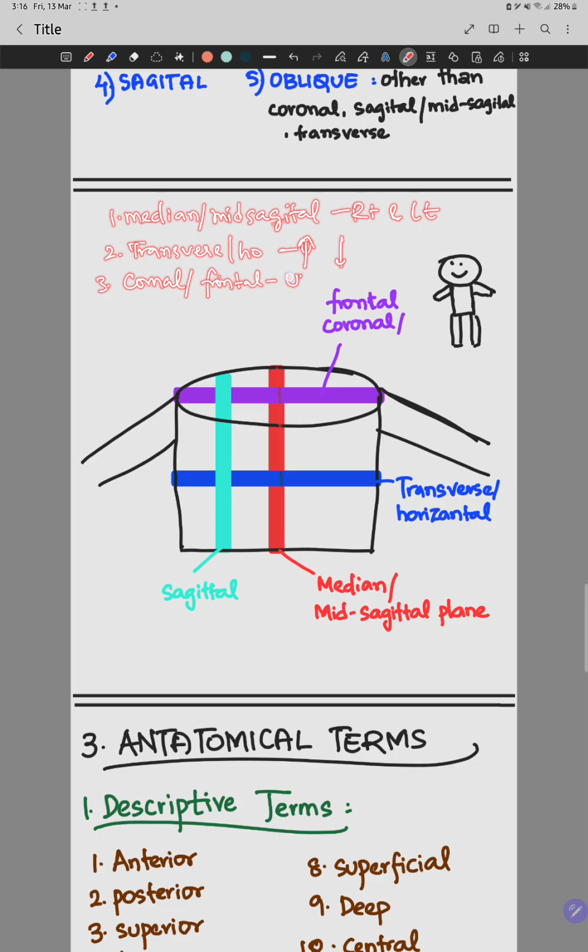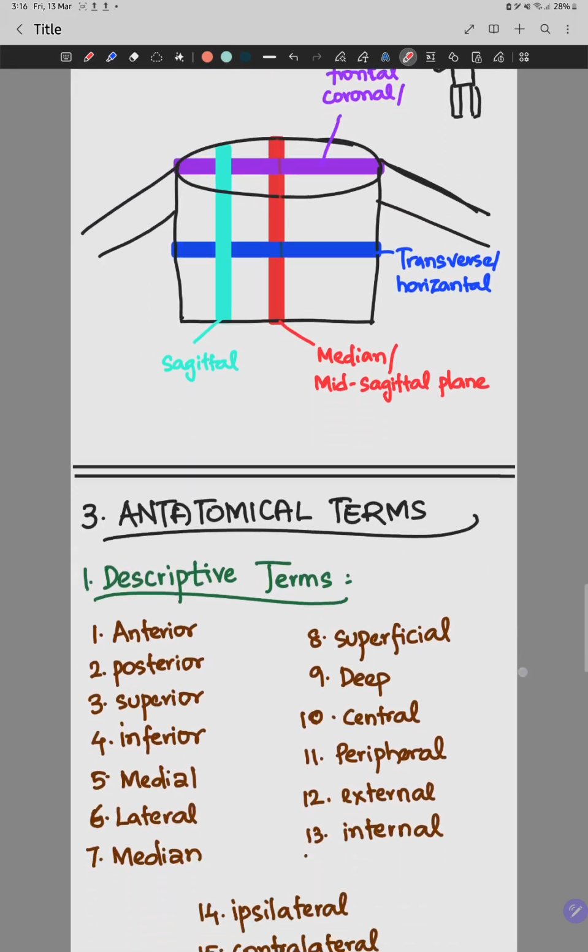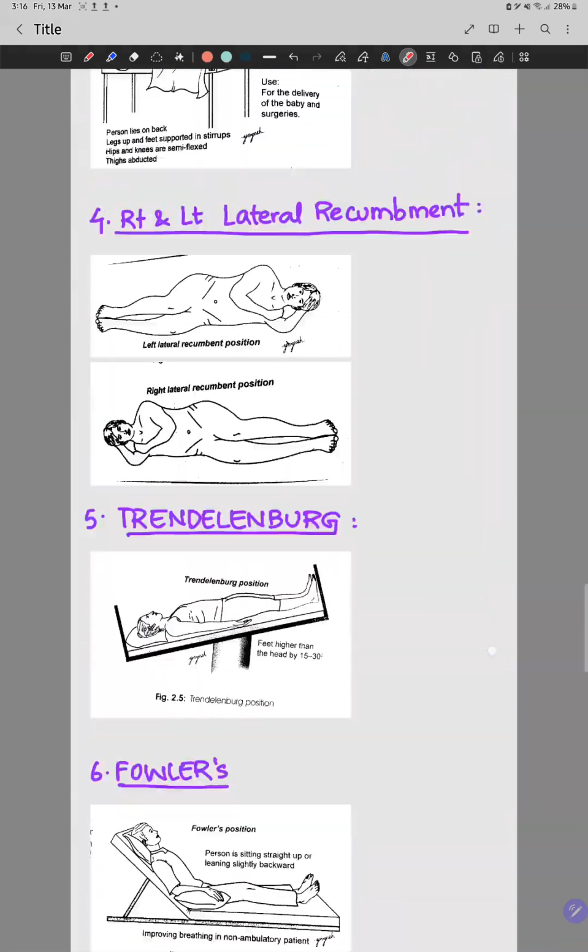into anterior and posterior. And next, the fourth one is the sagittal plane. Any plane which is parallel to the mid-sagittal plane is called the sagittal plane. And the fifth one is the oblique plane. Any plane that you cut other than all the 4 above comes under the oblique plane. That's it. We have also completed the anatomical planes.